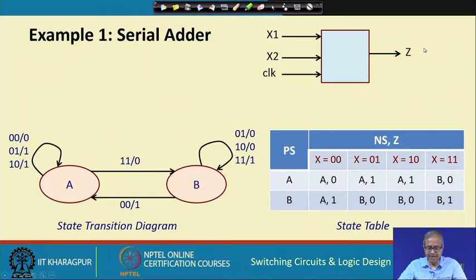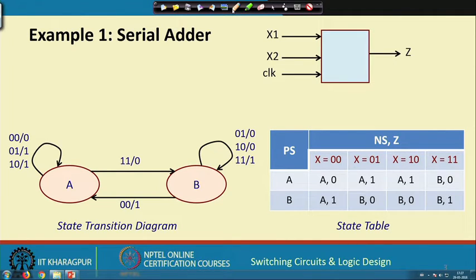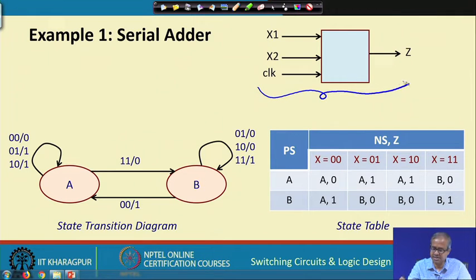So, the example that we take in this lecture is that of a serial adder, which I have already discussed in the last lecture. Whatever we have discussed in the last lecture is shown in this slide. So, we have said that this is our functional depiction of the serial adder. There are two serial inputs x1 and x2, this is the serial output z, and of course, there is a clock. State transition diagram, state table. Of course, for synthesis the steps we shall be using the state table representation. So, the state diagram we are not looking at right now, we shall be looking at the state table.